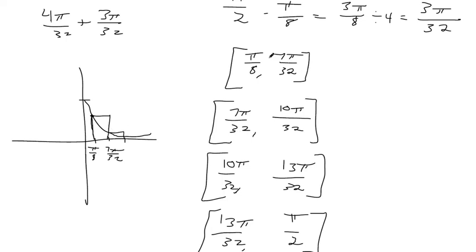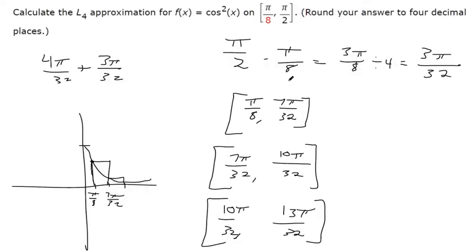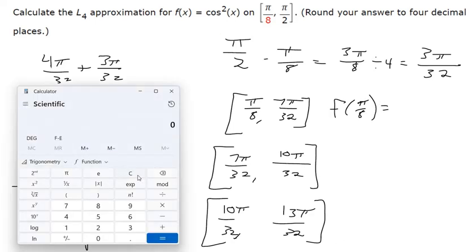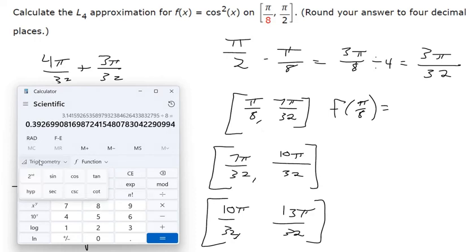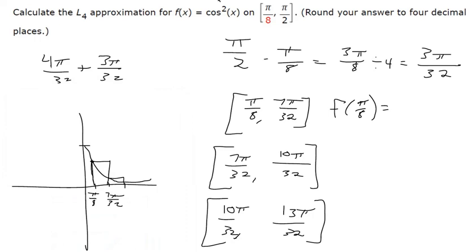So we're plugging these values into the function to find the heights of those rectangles. Let's use function notation: f of pi over 8. If I plug that in, I need cosine of pi over 8 in radians, and then I'm supposed to square that result. Carry out a bunch of decimals to make WebAssign happy. That is the height of the rectangle, the y value corresponding to the left endpoint.